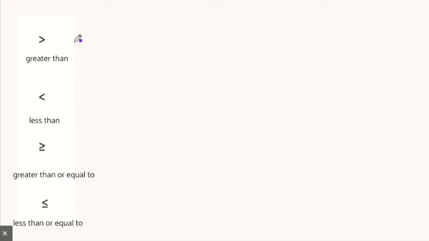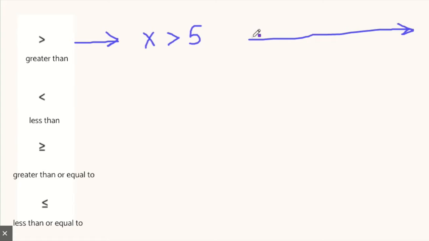So, let's give an example for greater than first. If we say x is greater than 5, x can be anything larger than 5: 6, 7, 8, 9, but it can't be 5 because it doesn't have the line under it that means equal to. So how do we put this on the number line? We first have to find 5. Let's say this is 5.